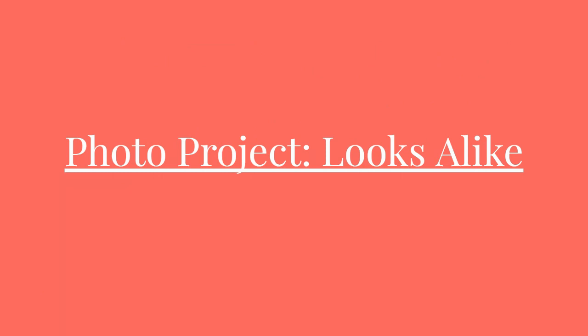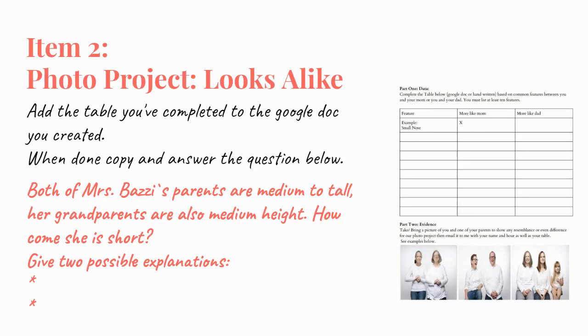Now, usually we do this in class where you get pictures of your parents and of yourself, and you think about, okay, do they look like me or they don't? Which part of me looks like which parent that I have? But we're going to do it virtually now, and I hope that it will work out. So for item two, you'll copy the title, Photo Project Looks Alike. Add the table you've completed to the Google Doc you created.